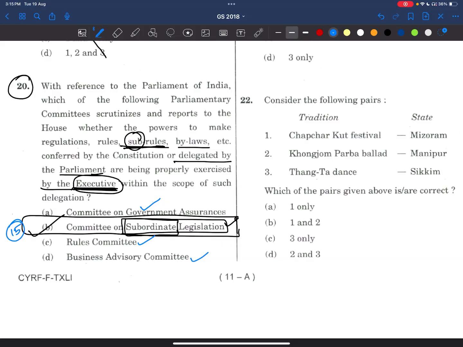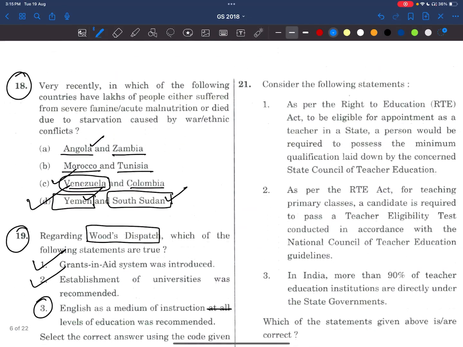So now let's try to read about all the other committees, and also let's revise the entire chapters on parliamentary committees and cabinet committees in Laxmikanth. Okay, now let's go to the 21st question.